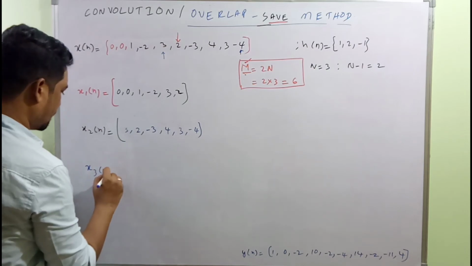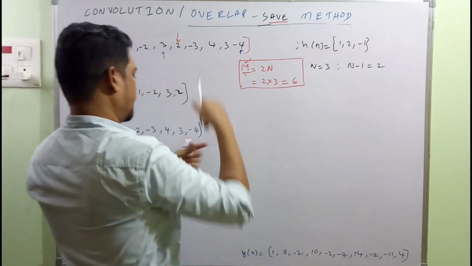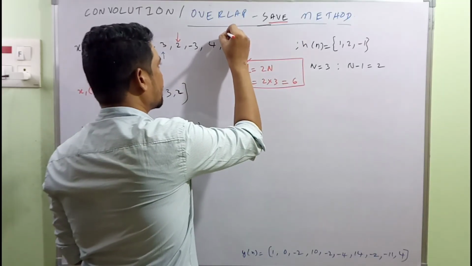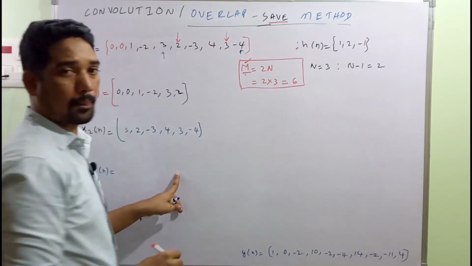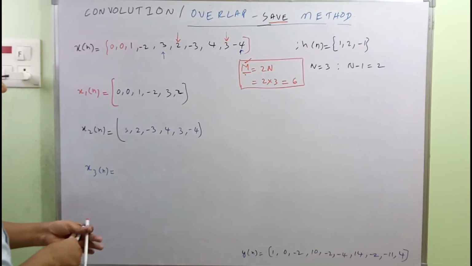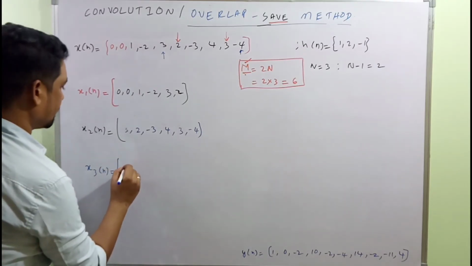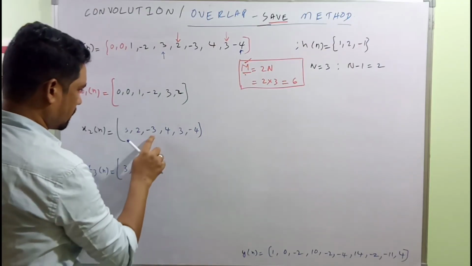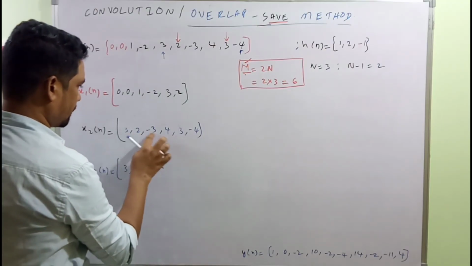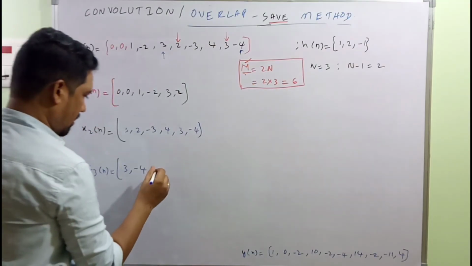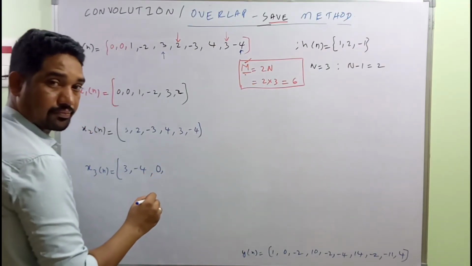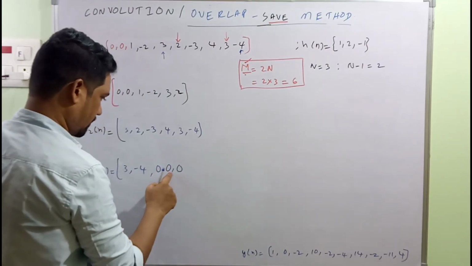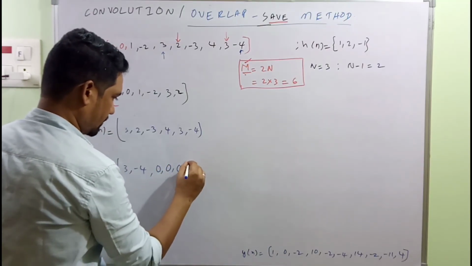x3 of n will be, where do we start? From here, this one with the red over here again. We start the x3 of n from here. Keep that in mind. So here it's 3 again, 3 comma minus 4. The length of this one should be equal to this, that is 1 2 3, yeah, this one 6. So padding 4 zeros, that doesn't matter. Yeah, this could be done. 0 0 1 2 3 4 5 and 6, guys, this one.